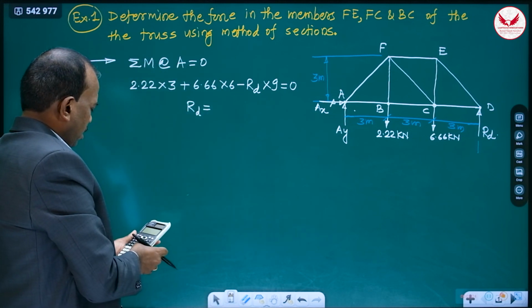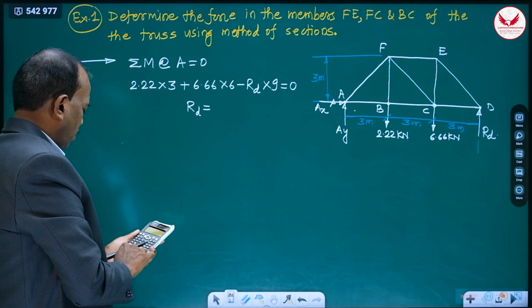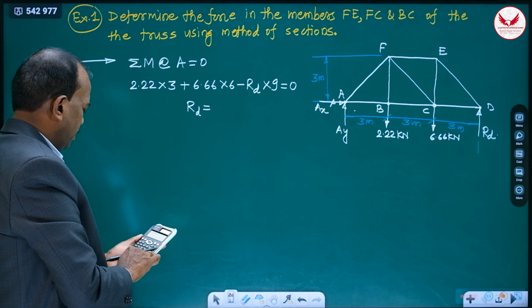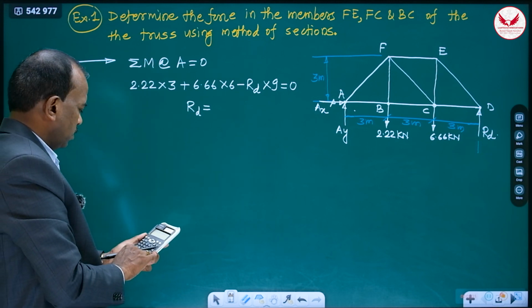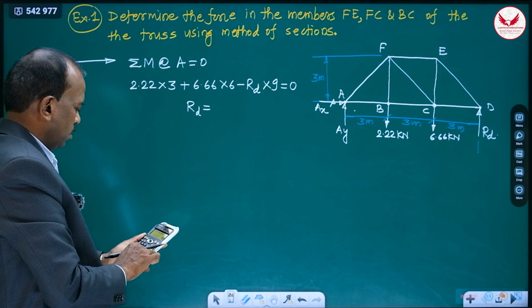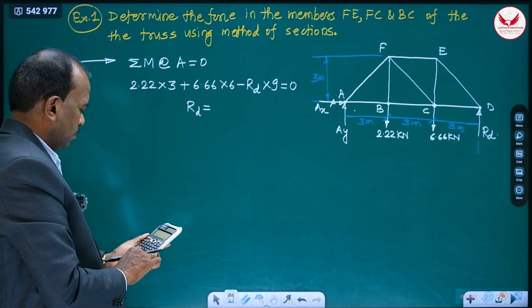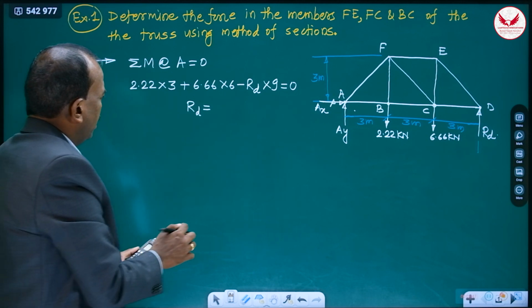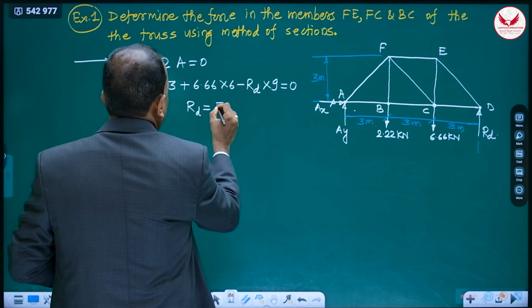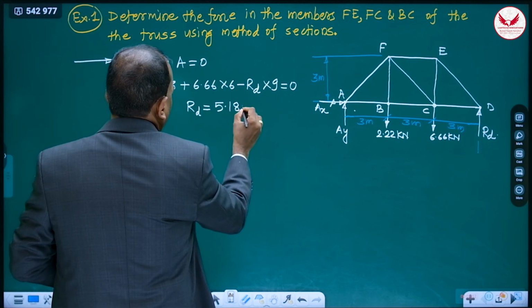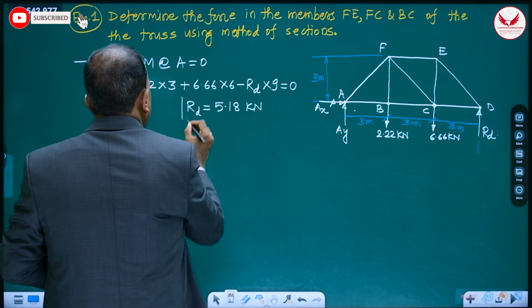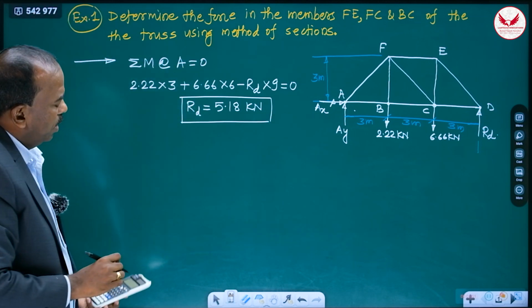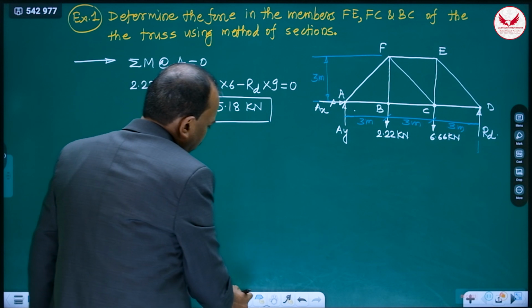And how we can have it? RD is 2.22 into 3 plus 6.66 into 6, divided by 9, and this is going to be 5.18 kilonewton. Only this one reaction is enough. And once we get this reaction, then after that what we can do?